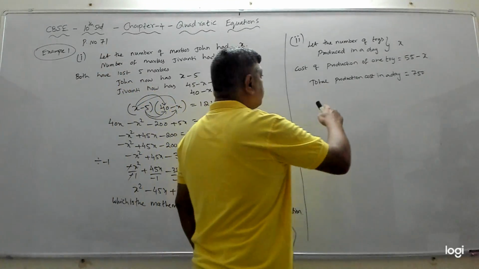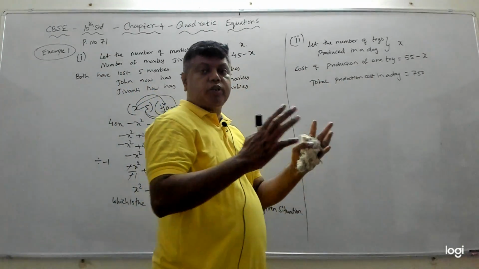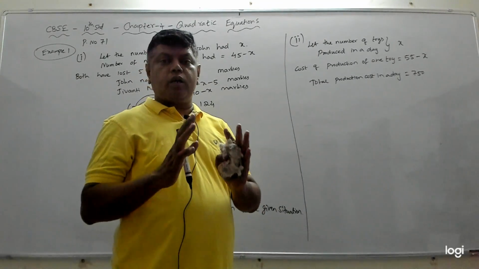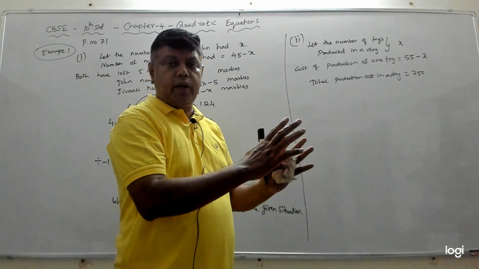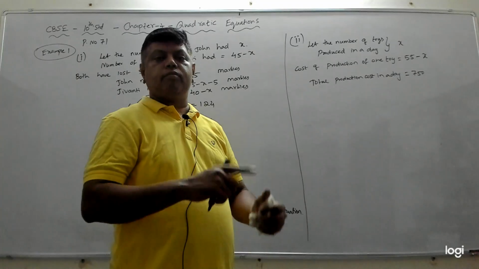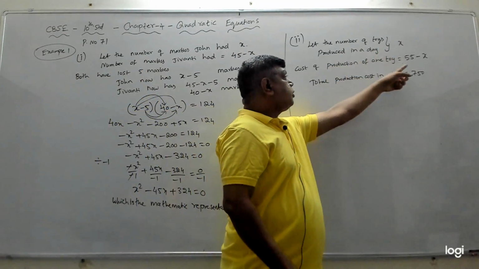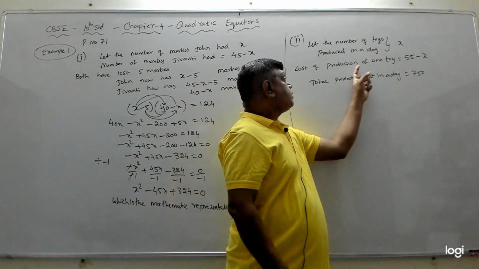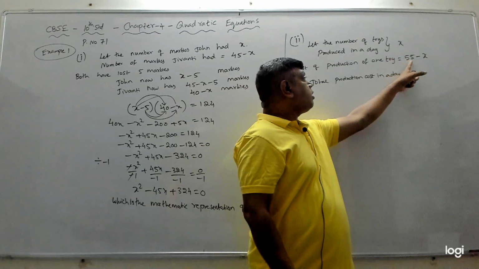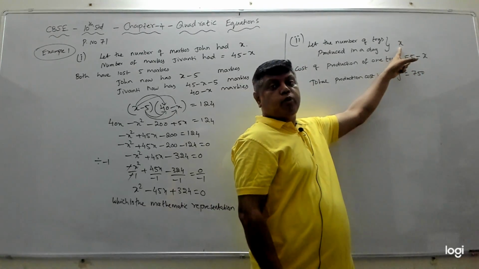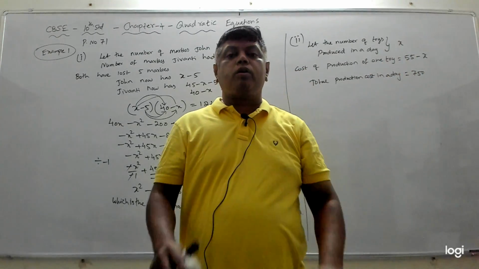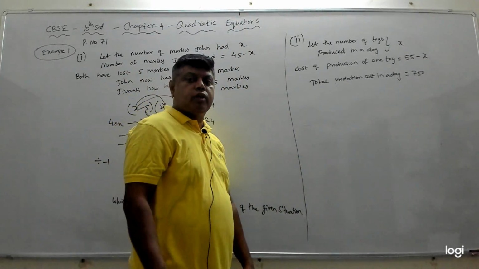Now how will you find the total production cost in a day? Total production cost in a day is how many toys you produce in a day into the cost of one toy. Right? Number of toys into the cost of one toy. One toy cost into the number of toys that we produce. That will give the total production cost.